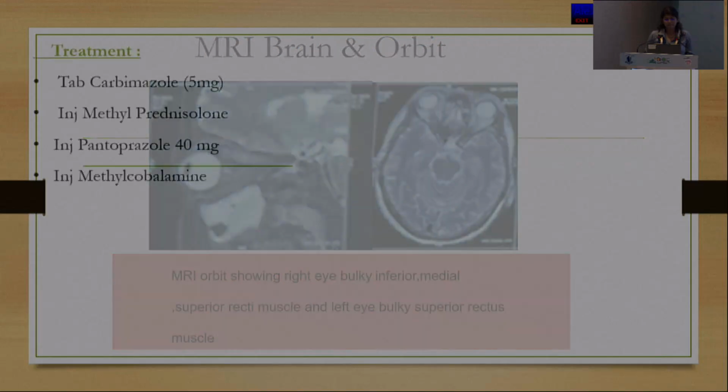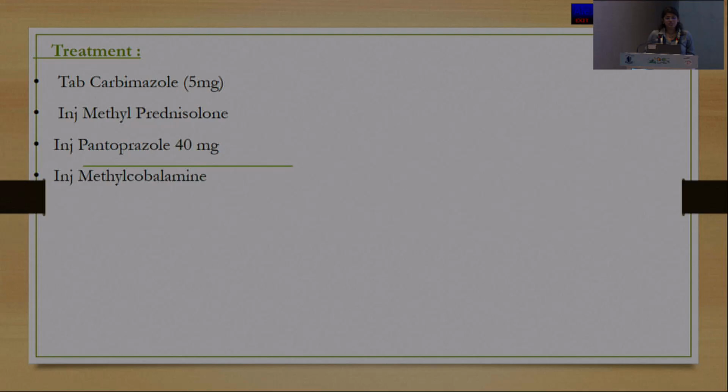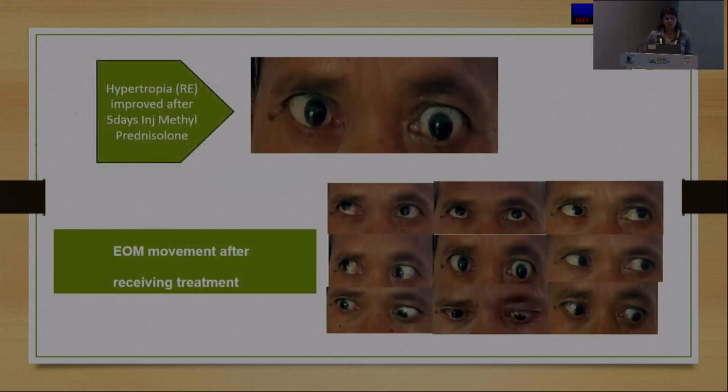So the patient was treated with tablet carbimazole 5 mg, injection methylprednisolone 500 mg for 5 days, injection pantoprazole and injection methylcobalamin. The hypertropia of the right eye improved after 5 days of injection methylprednisolone, and extraocular muscle movement also improved after receiving the treatment.